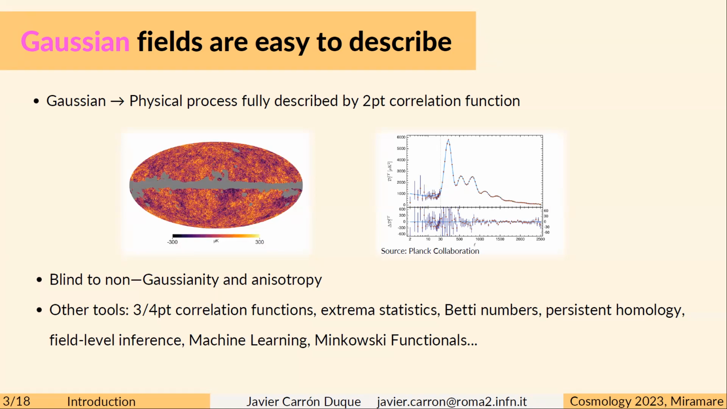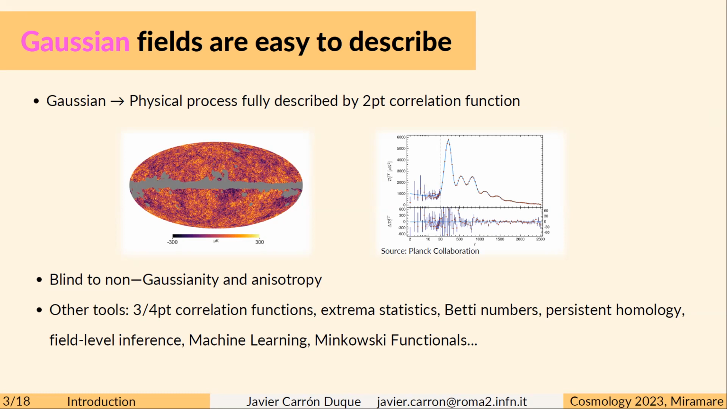Now, what happens if we take this tool, which is a very powerful tool, and we apply it to a field that is not Gaussian? Nothing, because the power spectrum is blind to non-Gaussianity. So it will give us information, but not all the information. And furthermore, it's not telling us that there is more to learn.